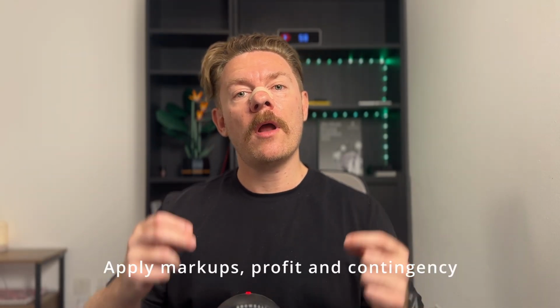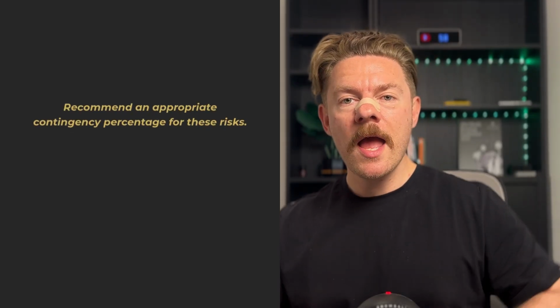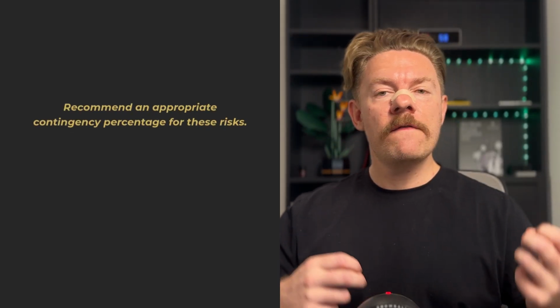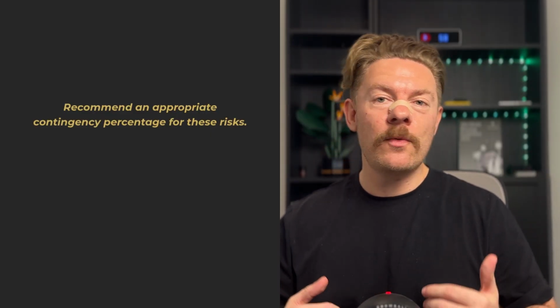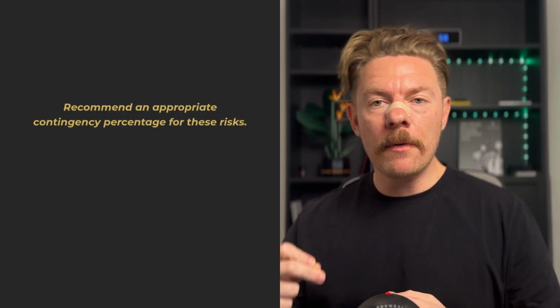So now you have your scope, your direct costs and your indirect costs. It's time to put the entire thing together, but there are a few more factors you need to consider before you do. The next step is to apply cost markups, profit and contingency. ChatGPT can generate a risk list for your exact scope. Things like utility clashes, traffic permitting delays, pressure test failures, all of that kind of thing. You can then ask it to recommend an appropriate contingency percentage for these risks, although the industry standard is usually between 8 and 12%. Once contingency is locked in, you can apply markup and profit.